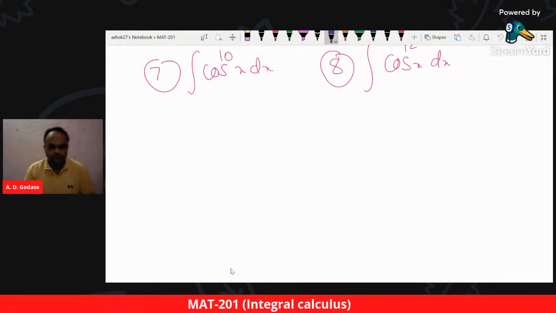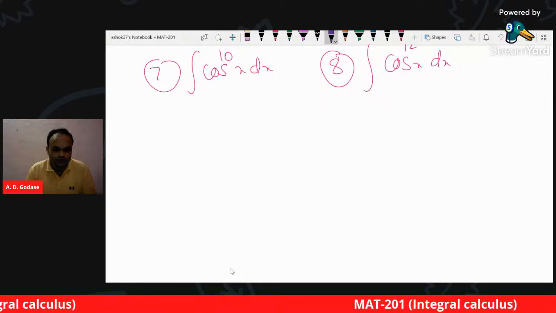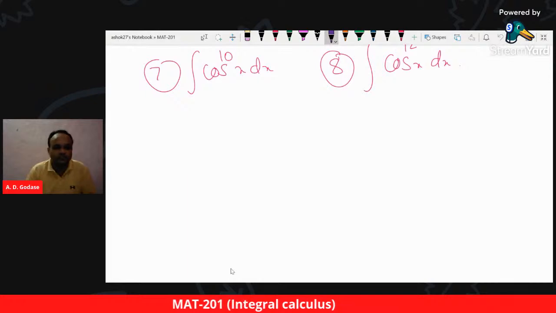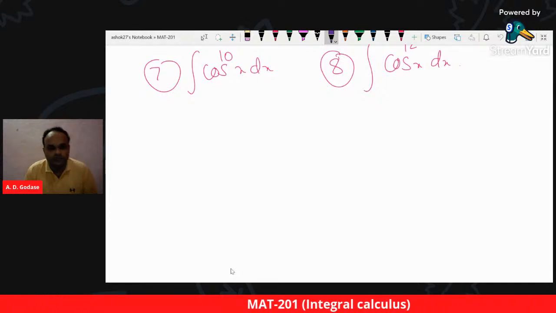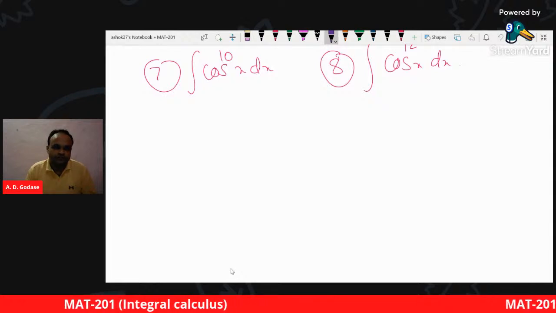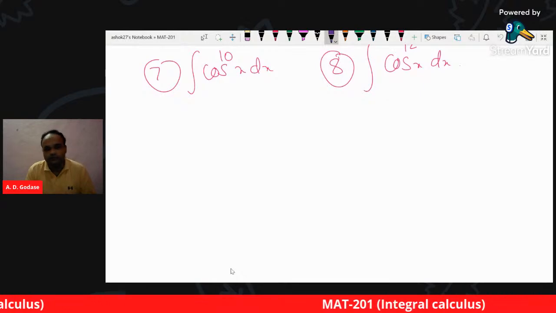So let's welcome in the next lecture of MAT-201, that is integral calculus. In the previous lecture we have seen the reduction formula to find the integration of cos raised to n x dx, and we have seen it for the case when n is an even integer. If n is an odd integer, then we have seen a different method to find that integration.